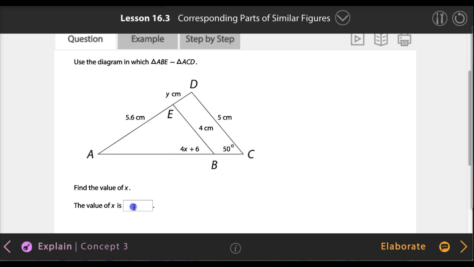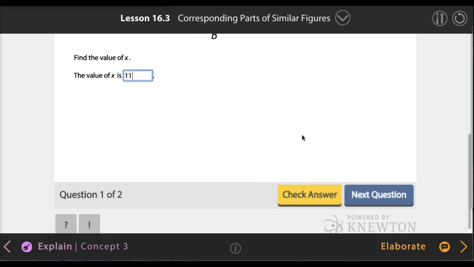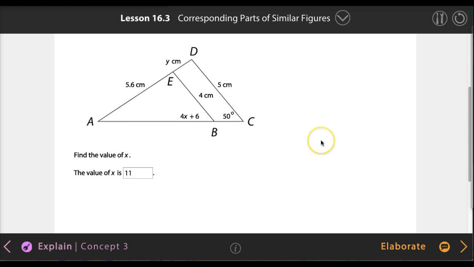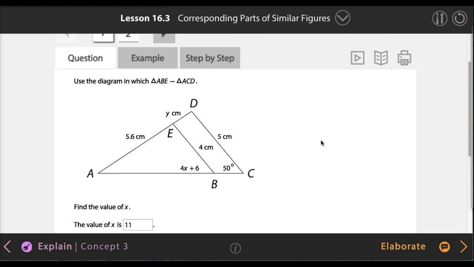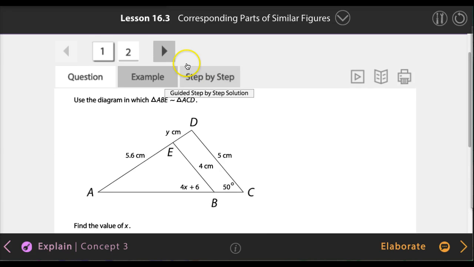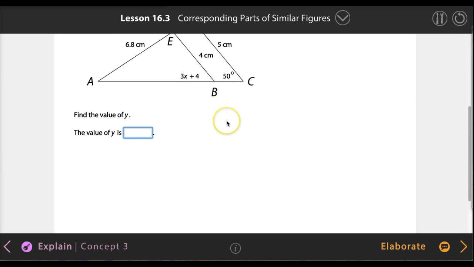So as you can see, if you just understand that corresponding angles have to measure the same and corresponding sides need to have the same measure, same length ratio, then you are good. Now let's see what the next question has for us.